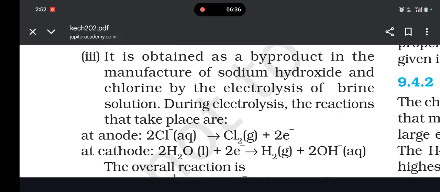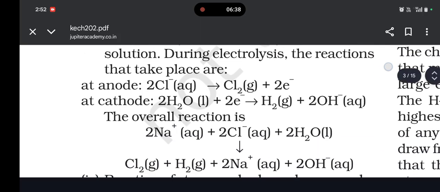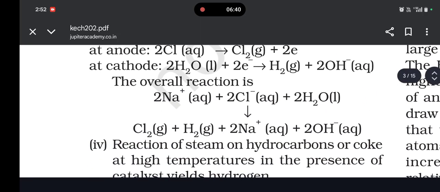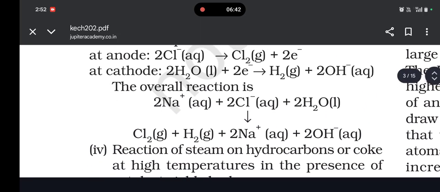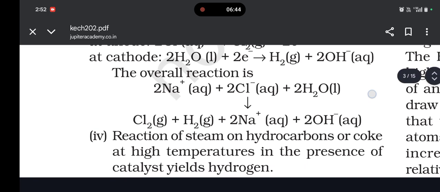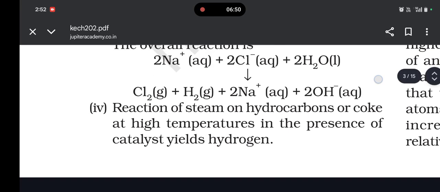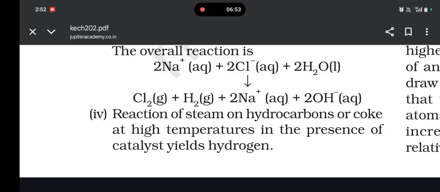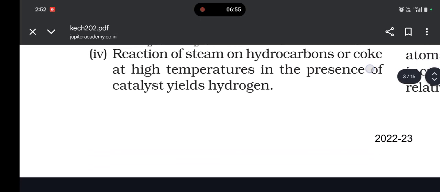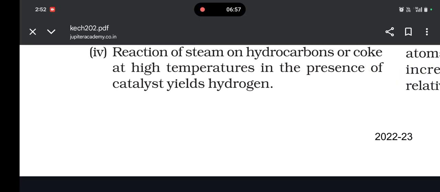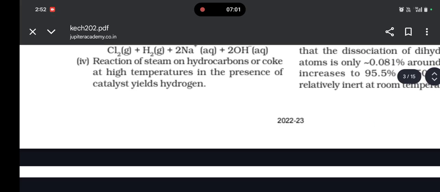During electrolysis, the reactions that take place are: at anode, 2Cl- gives Cl2 + 2 electrons. At cathode, 2 water molecules + 2 electrons gives H2 + 2OH-. The overall reaction is given. Reaction of steam on hydrocarbons or coke at high temperature in the presence of catalyst yields hydrogen.